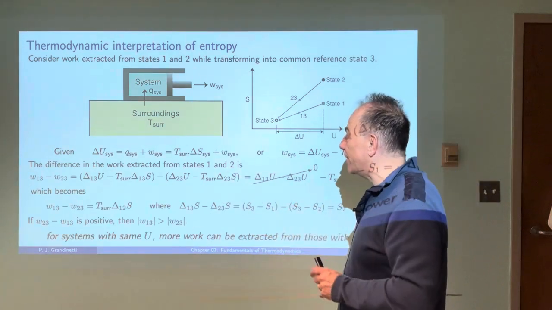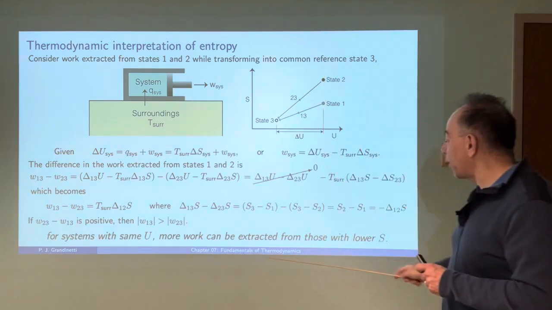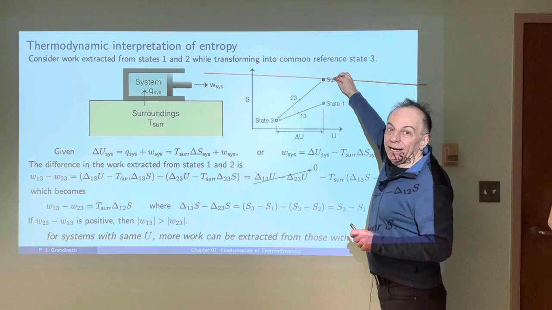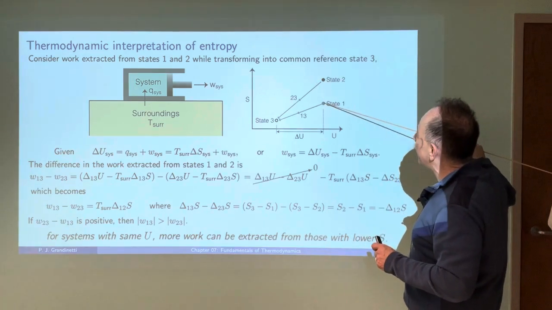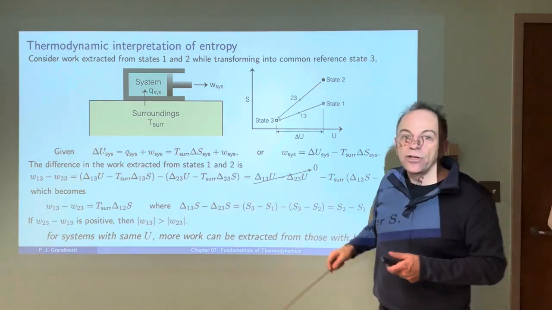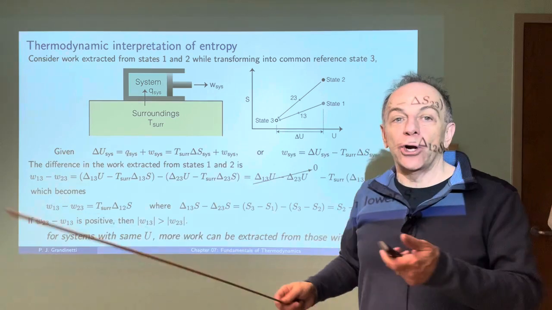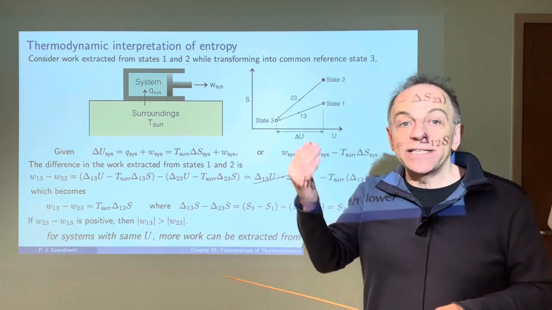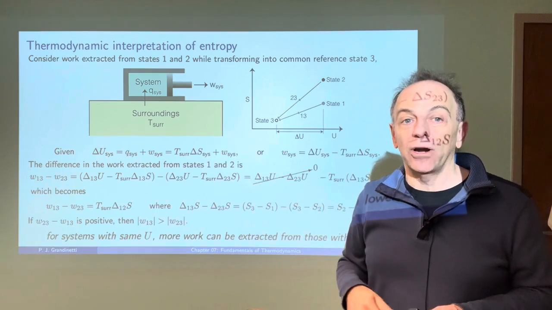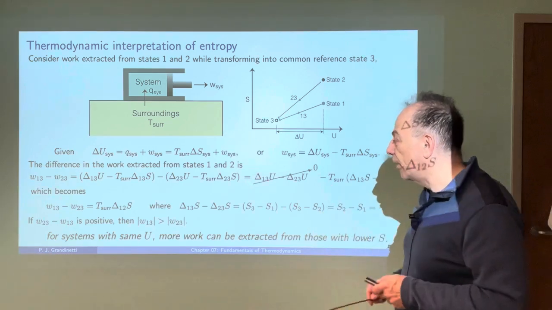But what we learn from this is that for systems with exactly the same energy, more work is extracted from the ones with the lower entropy than the ones with the higher entropy. So having a lower entropy allows you to extract more work than you would from the higher entropy state. So from just the thermodynamics, that's one way we can think about interpreting the entropy: the increase in the entropy is a loss of the ability of the system to do work. We've lost information, in a sense, that would have allowed us to extract work from the system.